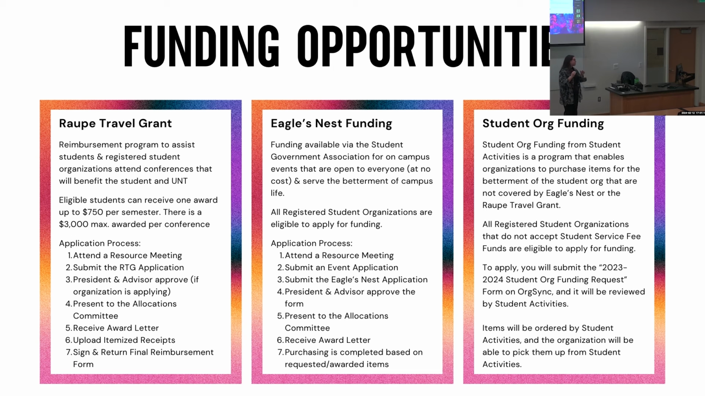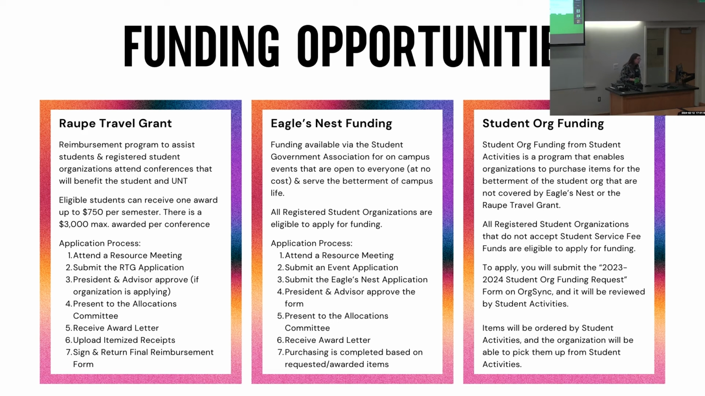After that, for the event-related application, they will also need to submit their event application, as well as the funding application. For the travel one, they will just submit the funding application. If it's for a student organization, they will get their thumbs up from the president and advisor. Once all of that has been done, the student organization or individual will be invited to present at the allocations committee. Once the presentation has been given, the allocations committee will decide how much is awarded, and the student organization will be notified via email.